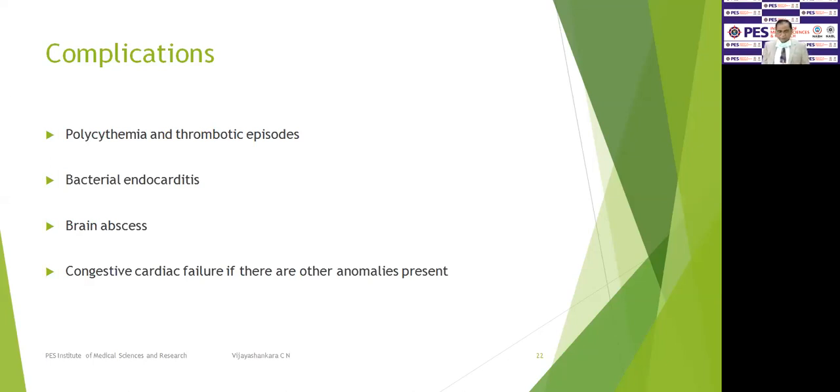cause strokes. Bacterial endocarditis, like in any other congenital heart disease, is another complication which you have to look for. Brain abscess, yes: a thrombotic, necrotic area in the brain, then secondary infection, and that can become a cerebral abscess. And congestive cardiac failure, if there are other anomalies present. Otherwise, usually children with tetralogy of Fallot will not develop congestive cardiac failure.